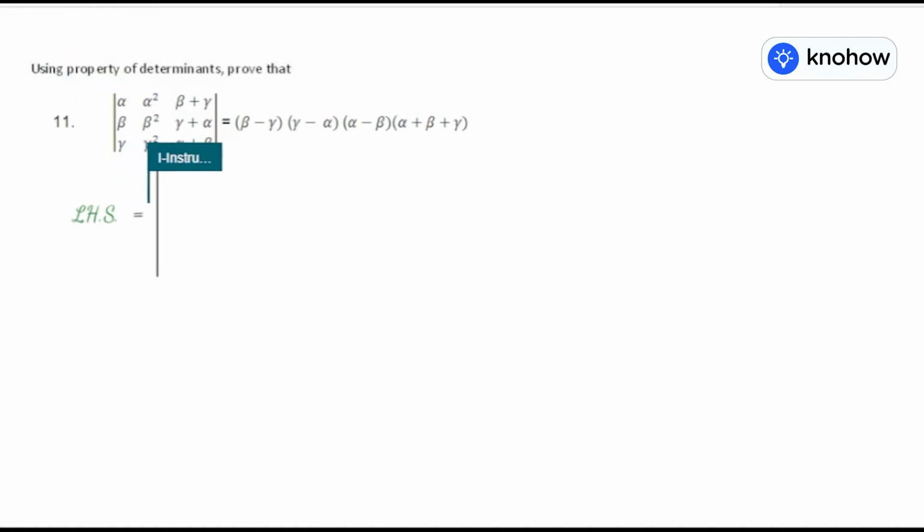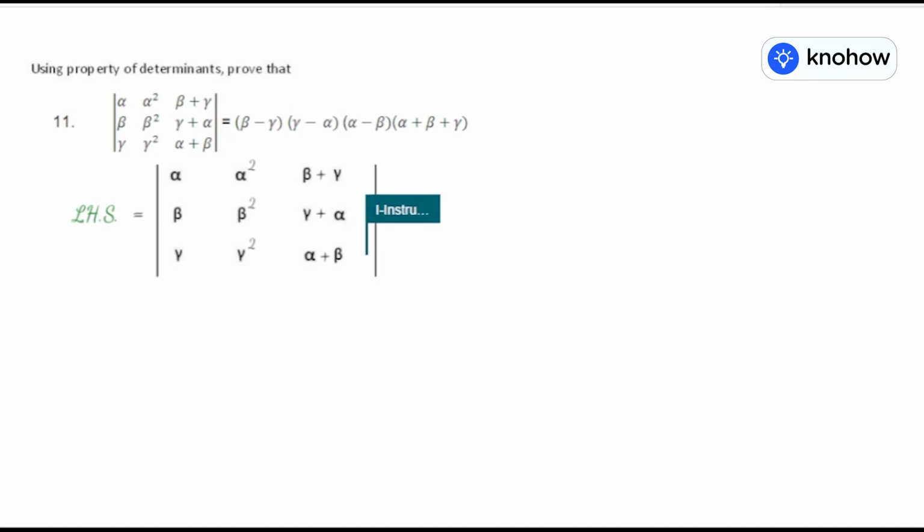rewrite it as alpha, beta, gamma, the first column; alpha square, beta square, gamma square, the second column; beta plus gamma, gamma plus alpha, alpha plus beta are the elements of the third column. Now look at it very carefully, and at the right hand side, the factors you want. What if you add C1 and C3? You get alpha plus beta plus gamma.